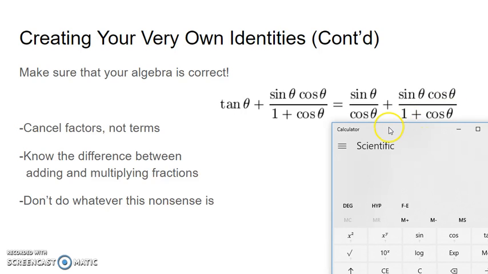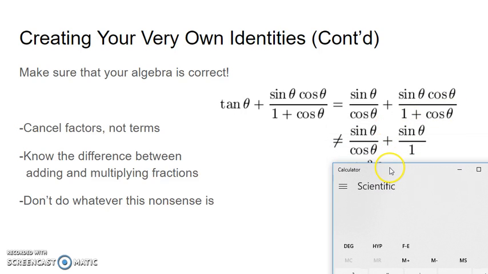This left fraction does not reduce down to be sine theta over 1. These cosines do not cancel. And that is because they're not factors. Order of operations tells me I have to add 1 to cosine. And that happens after I do multiplication. So I'm not at liberty to cancel off via multiplication something that's not being multiplied. So this is not true.